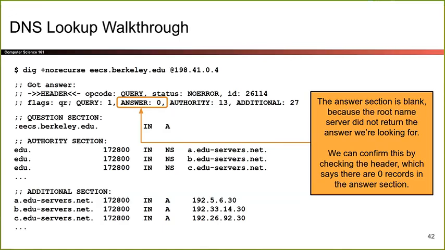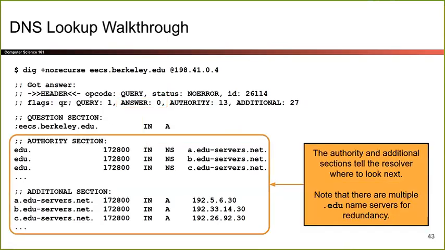So what does root do if it doesn't know the answer? It has to refer you to someone who can help, right? Root is not allowed to just give up and say, tough luck. Root has to point you somewhere for additional guidance. That's what authority and additional are for. So here we're going to figure out where to look next.